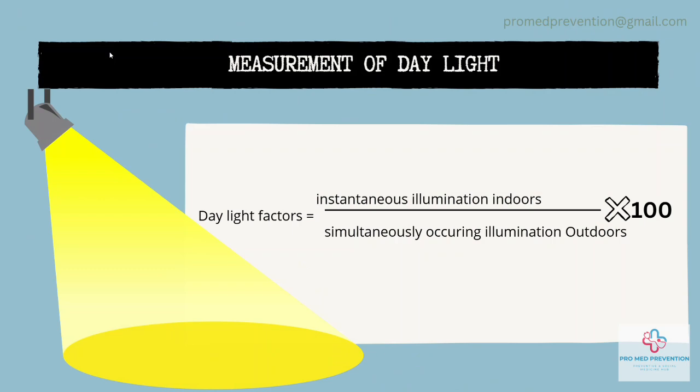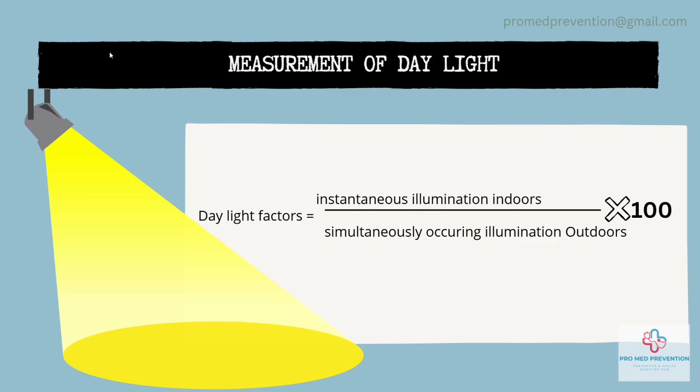So we need to measure the daylight. There is a formula known as daylight factor. DF is equal to instantaneous illumination indoors upon simultaneously occurring illumination outdoors, into 100.